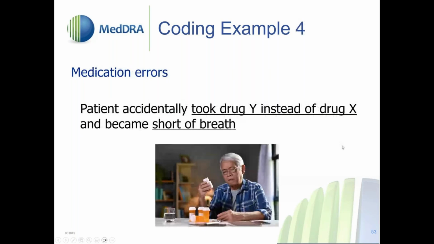What about this one? The patient accidentally took drug Y instead of drug X and became short of breath. So this seems to be a medication error with a clinical sequence. So there was shortness of breath for this particular patient, after they accidentally took drug Y instead of drug X. So when we talk about medication errors, just to kind of walk you through.